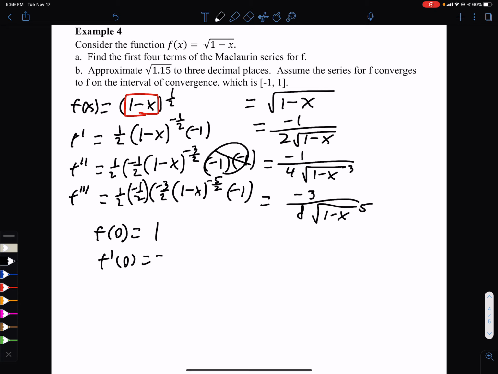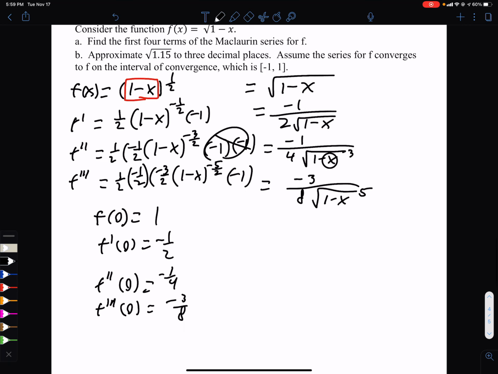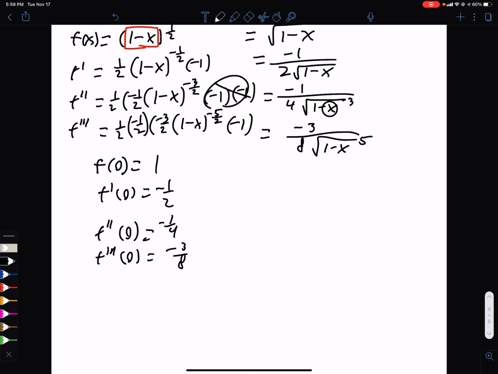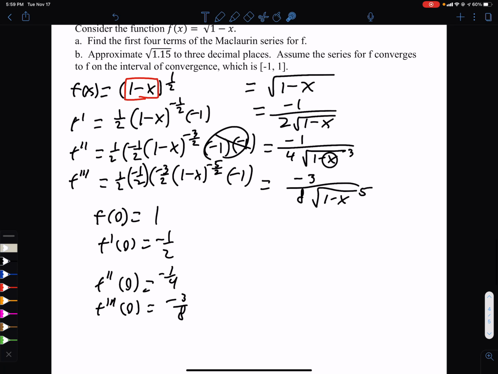Negative 1/2. F double prime 0. Put a 0 here. That's just going to be 1, and it's going to be 1, so negative 1/4. And f triple prime of 0, that's just going to be 1, negative 3/8. Now, I think there's a mistake here. That should be positive 3/8, and that should be positive 1/2. Let me double check my work.